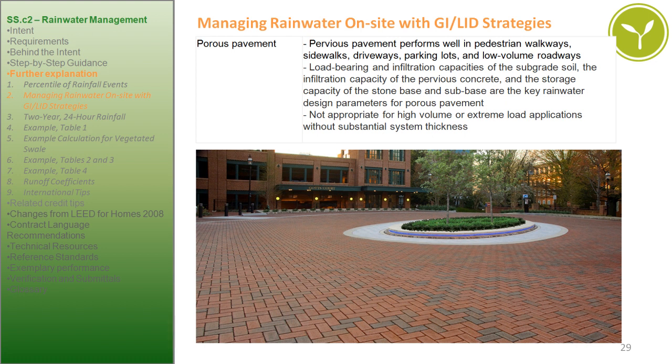Load-bearing and infiltration capacities of the subgrade soil, the infiltration capacity of the pervious concrete, and the storage capacity of the stone base and sub-base are the key rainwater design parameters for porous pavement. Not appropriate for high volume or extreme load applications without substantial system thickness.